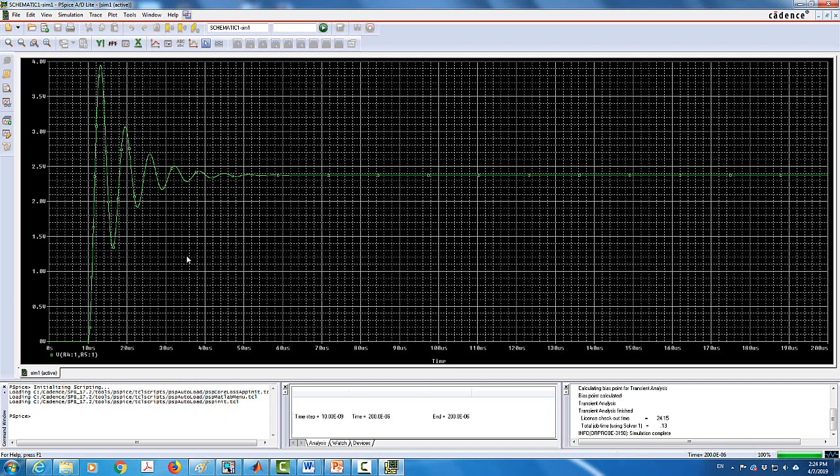Another thing we are interested in is the overshoot in percent. If you take this peak value over the settling time voltage, so the peak voltage over the voltage at infinity, times 100% will give you the overshoot. The overshoot is another important parameter that the students will calculate in this lab as well.